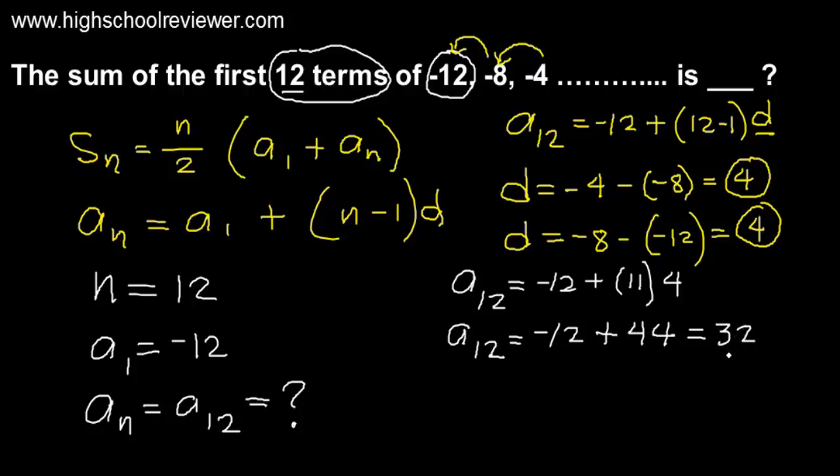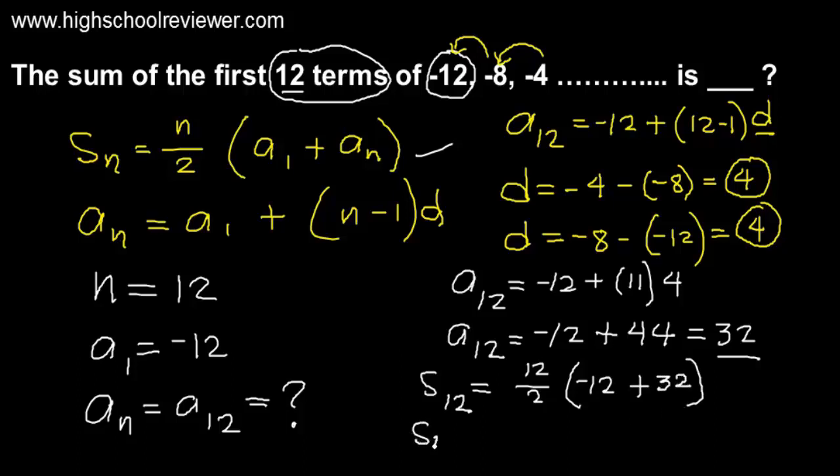Since we have the value for a sub 12, we can now use this formula. S sub n will be equal to n divided by 2. Our n is 12, so let's not call this n already, since we know that we have 12 terms. This will be s sub 12. So 12 divided by 2, multiplied by a sub 1, which is negative 12, plus a sub 12, which is positive 32.